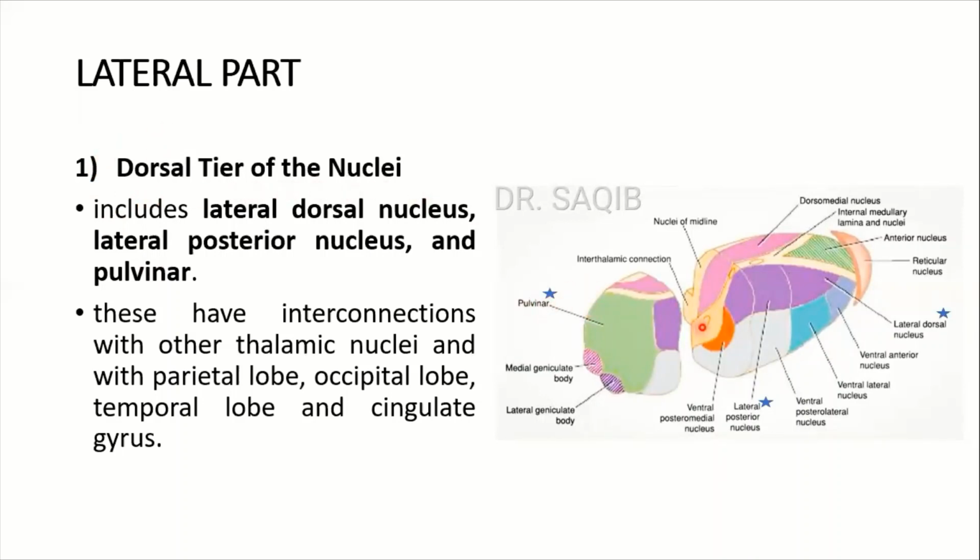Of course, so you see these are the lateral dorsal nucleus, lateral posterior nucleus, and the pulvinar, right? So these are the three nuclei of the lateral part with the dorsal tier. These have interconnections with other thalamic nuclei and with the parietal lobe, occipital lobe, temporal lobe, and cingulate gyrus.